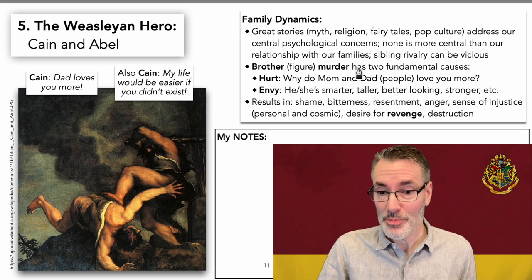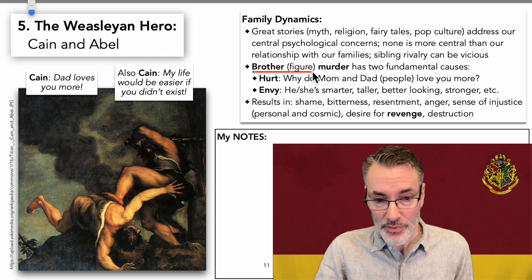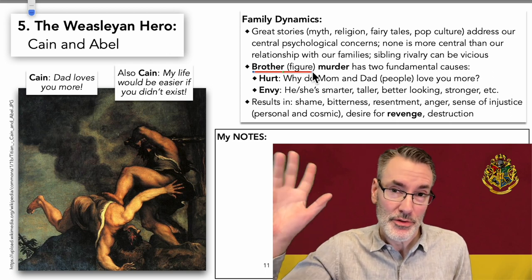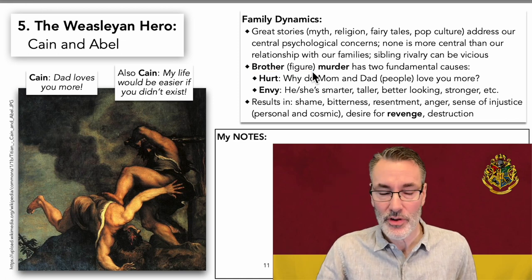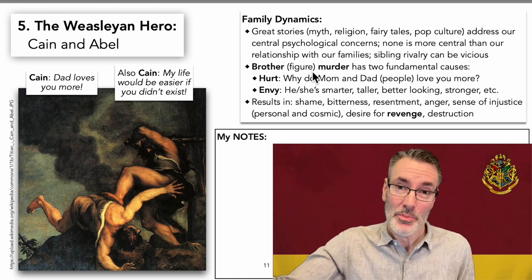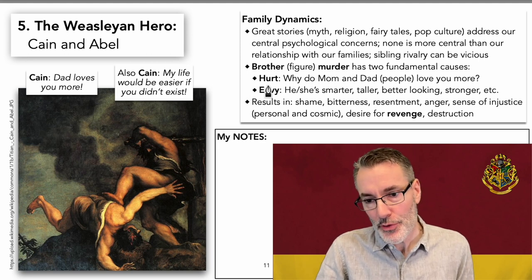Sibling rivalry, as you might be aware, can be vicious. So brother murder or brother figure, remember Joker and Batman are brother figures, they're brother archetypal situations. Ron and Harry, Ron and Hermione, those are the sibling figures. Brother murder has two fundamental causes.